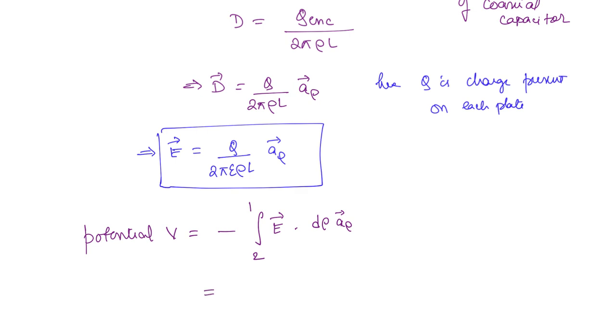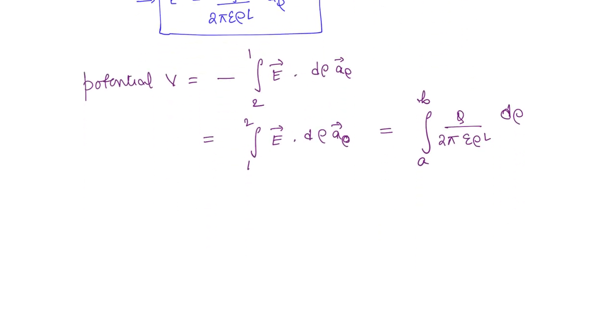So this is going to be the integral from 1 to 2 of E bar dot d rho a rho bar. Here conductor 1 is at a distance of a, the radius is A, and conductor 2 is at distance B. So from A to B, Q by 2 pi epsilon rho L d rho. Instead of E bar we are substituting its value.